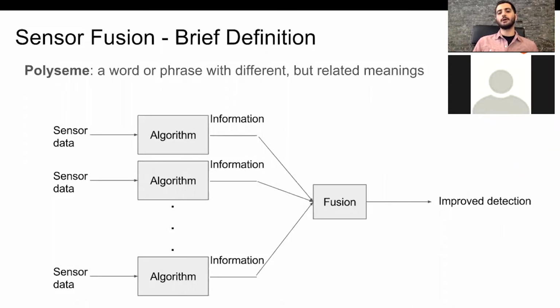Another way would be at a slightly higher level. So let's assume that we have different sensors all observing the same event, but instead of merging their raw data immediately, what we can do is have different algorithms or neural networks looking at the sensor stream from each sensor and extracting information. And then we can fuse that information together to get an improved detection. So let's take an example.